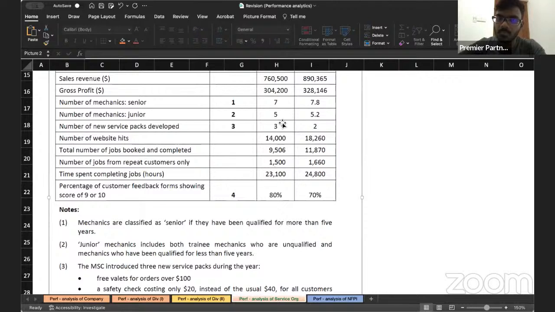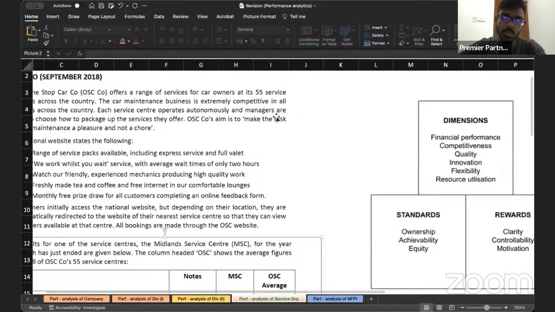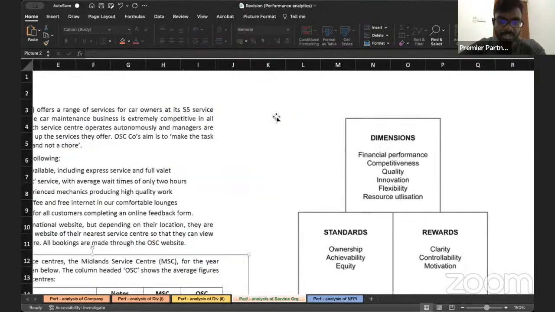So they have fewer mechanics. Look at the mechanics. Here 7.8, that's like 8. No, 8, 5, 13. Here they have only 12. So for resource utilization, can you talk about the number of mechanics, right? So resource utilization, guys, I think time spent per job.